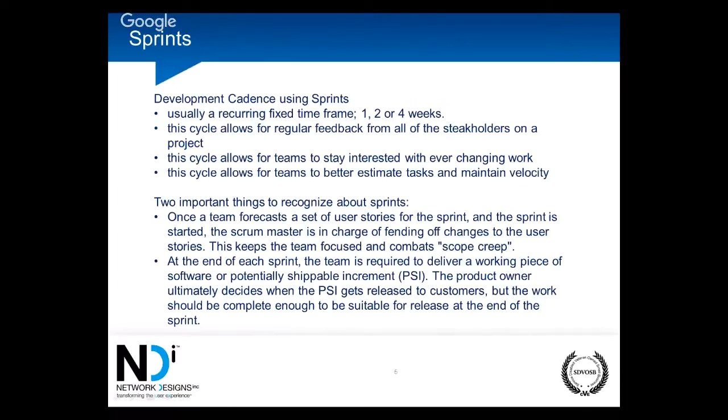All right, a couple of important things to remember. The first one I already stated, which is once a team forecasts a set of user stories for the sprint and it's started, it's the Scrum Master's job to eliminate any changes, to fend off any changes to the stories or to the sprint content. So it's their job to also maintain scope. We don't want scope creep happening during the sprint.